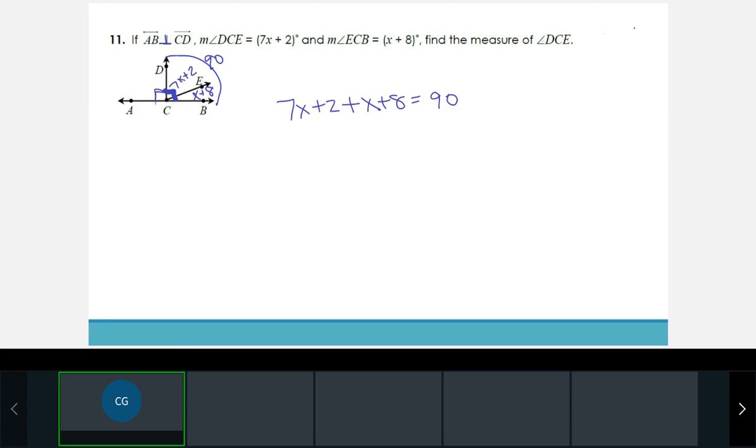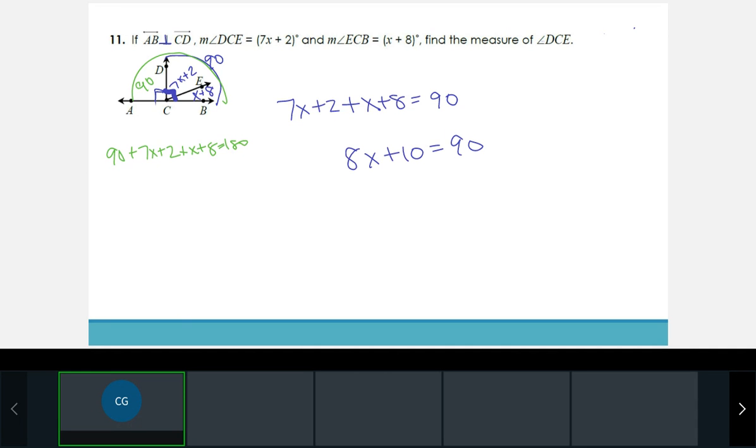If you didn't recognize that, but you know that a line is 180, right? Then you could have said, oh, well, this 90 plus 7x plus 2 plus x plus 8 equals 180. That would have been okay. We're going to get the same value for x. So if you would rather do it that way, where you actually add the 90 in and then set the whole thing equal to 180, I'm okay with that. Personally, I think what's in blue over here is a little easier. Just less things to combine.